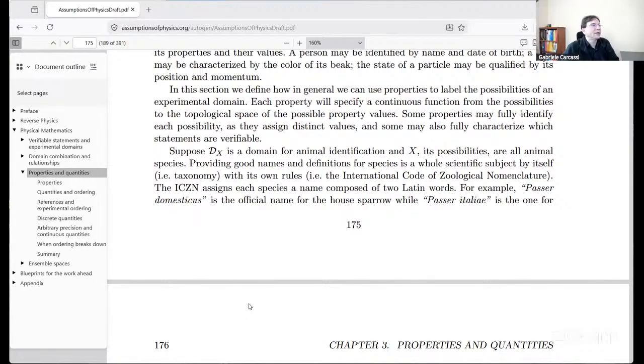And so a property may fully identify each possibility, as we'll see, meaning that for each possibility you have a unique set of properties. But that doesn't mean that the properties tell you which statements are verifiable or not. So then there is this extra step that you have to identify which are the possible statements that are actually verifiable, which means characterizing the topology. And so now you can have a set of properties that not only characterize the points, the possibilities, but also characterize the topology.